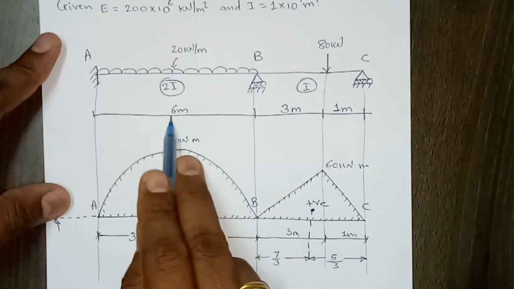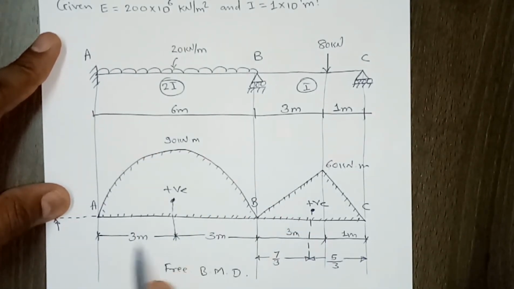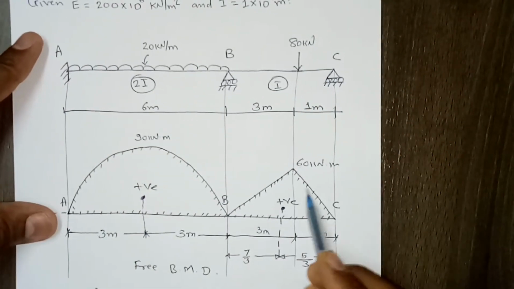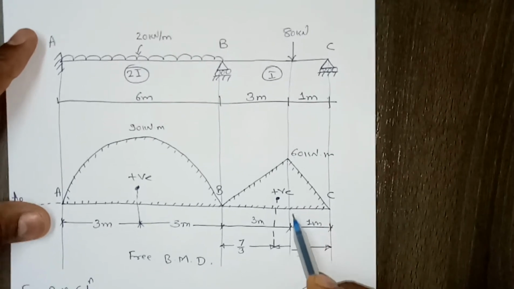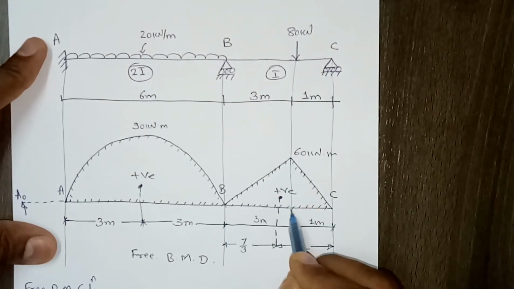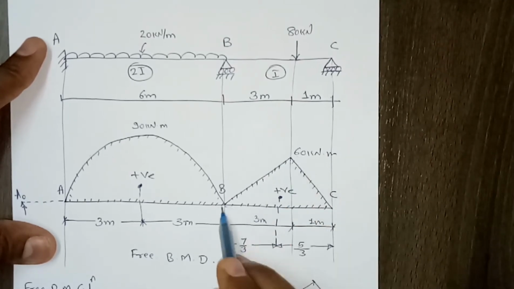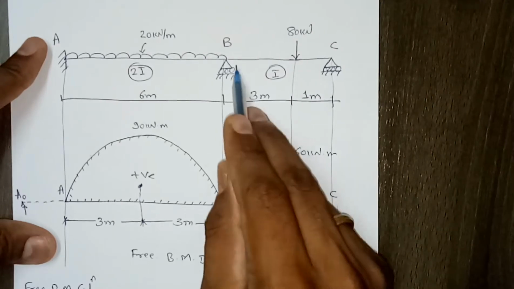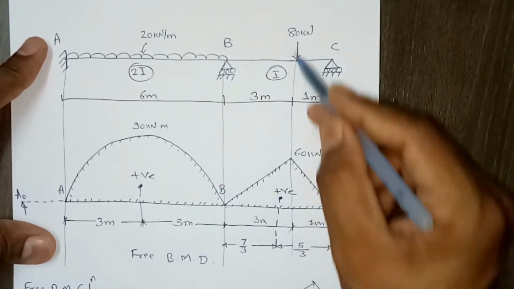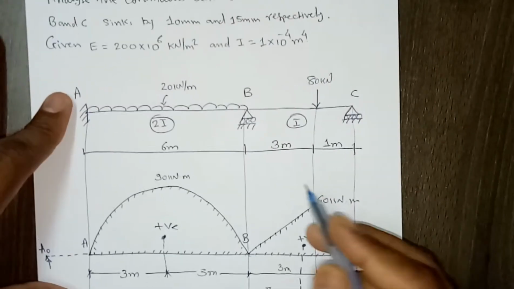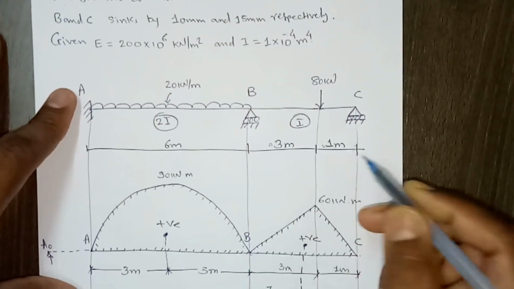So total span is like 6 meter. So the CG will lie at 3 meter from both the ends. But for this triangular portion, how do we have to calculate? See, if we know that this apex distance from the left support is A, and from here it is B. Since this apex will be below this point load, this is 3 meter and this is 1 meter. So you assume this as A, this is B.